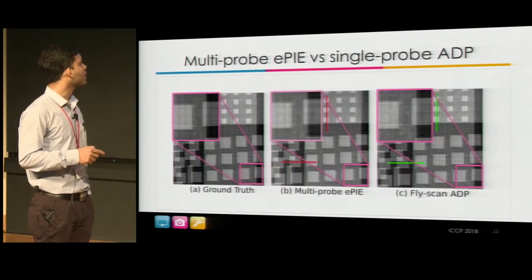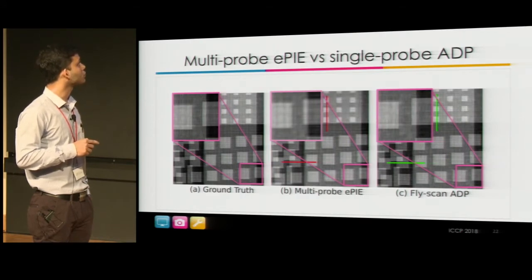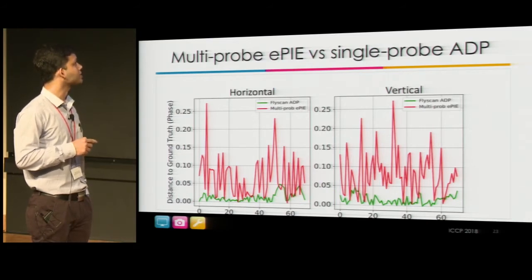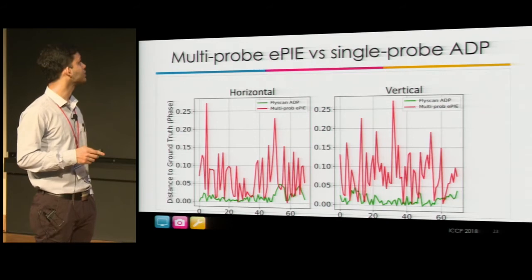Just to quantify that, we plotted the absolute error with respect to the ground truth along the horizontal and vertical lines. The red is that for multi-probe ePy, and you see that the absolute error is higher than that of Fleischer ADP, both in vertical and horizontal directions.